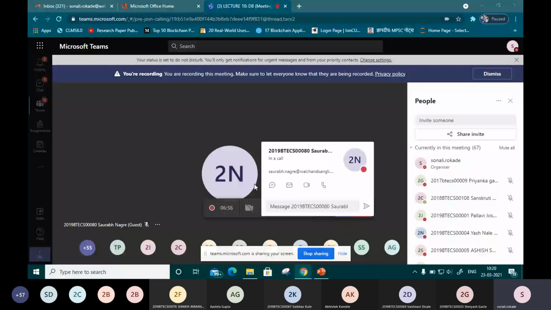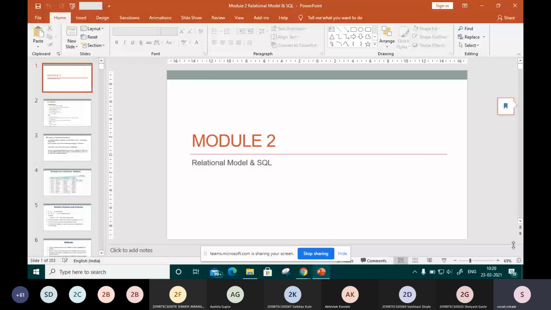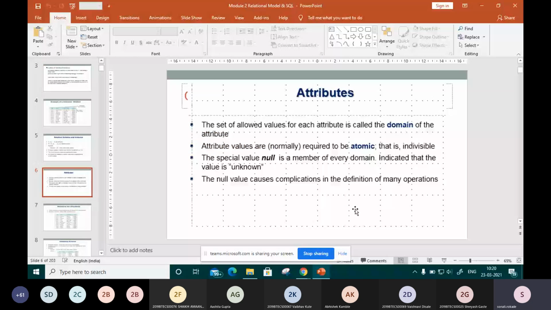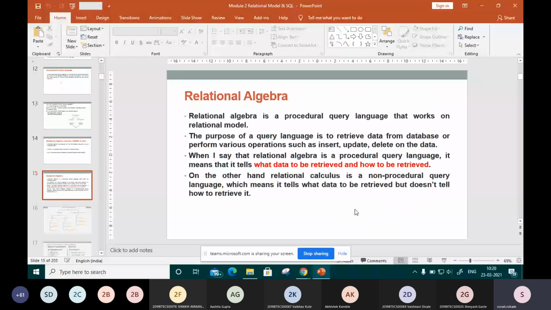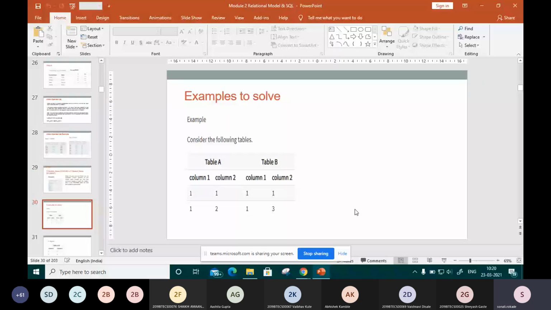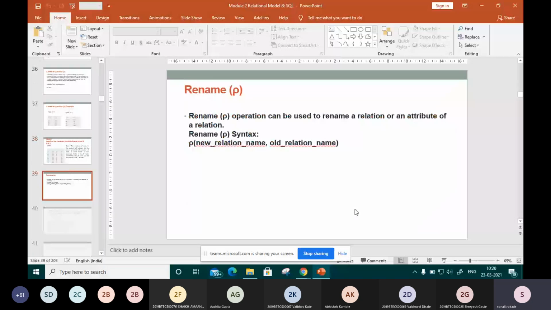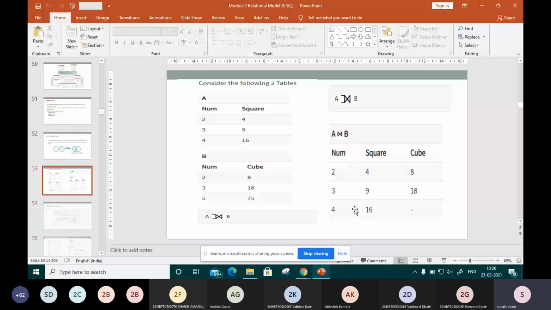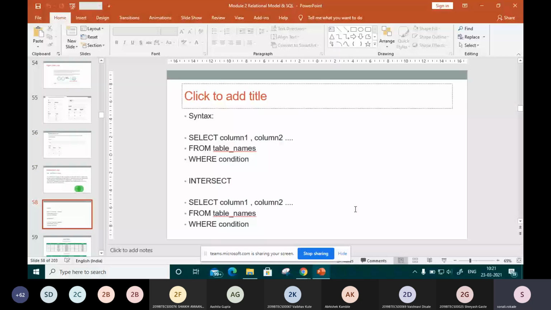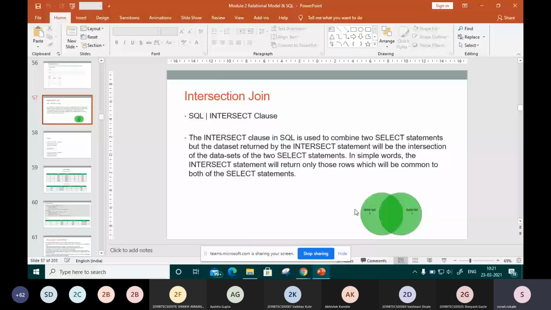Is my laptop screen visible to all of you? Yes, ma'am. So yesterday, which slide did we reach? Outer join we have completed, na? Exactly. We reached this one. Okay.